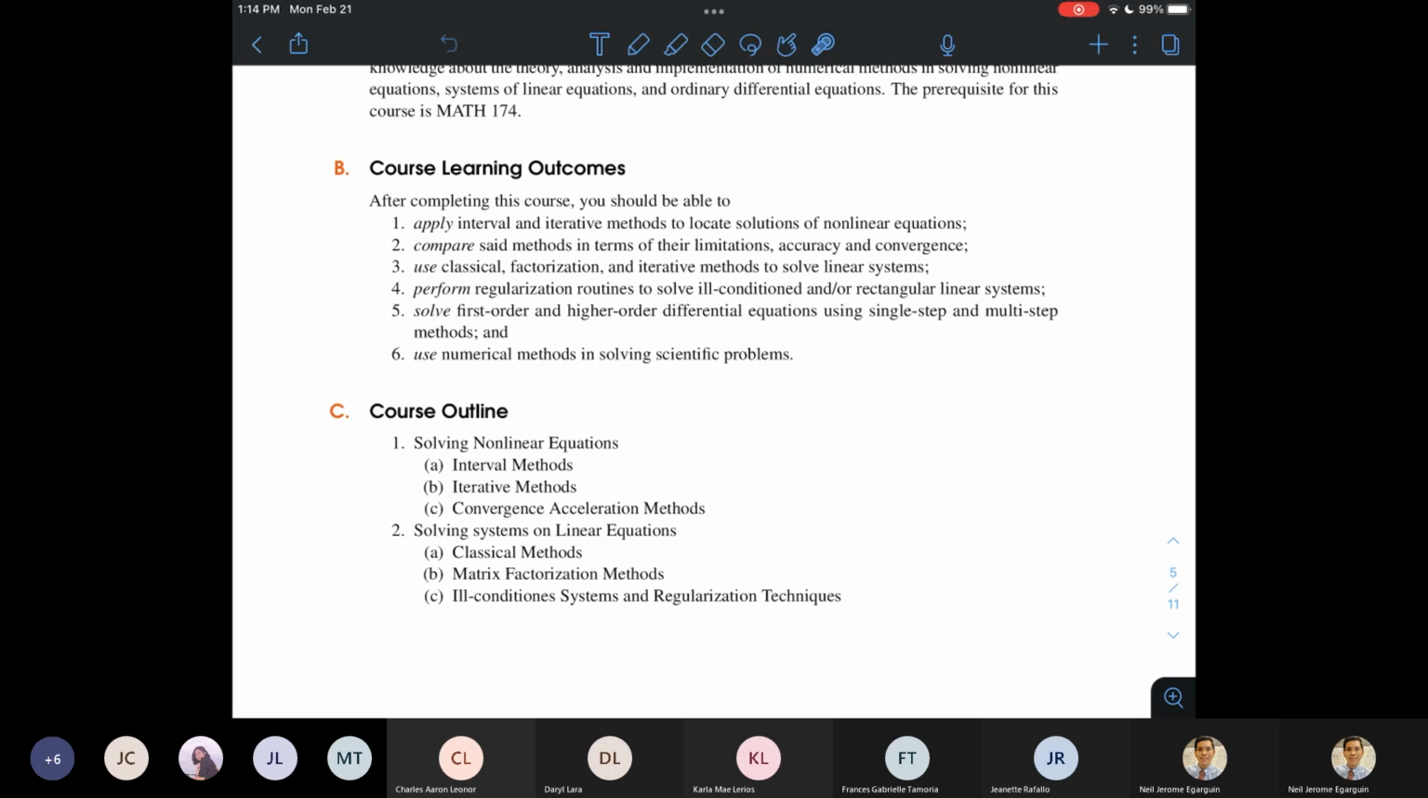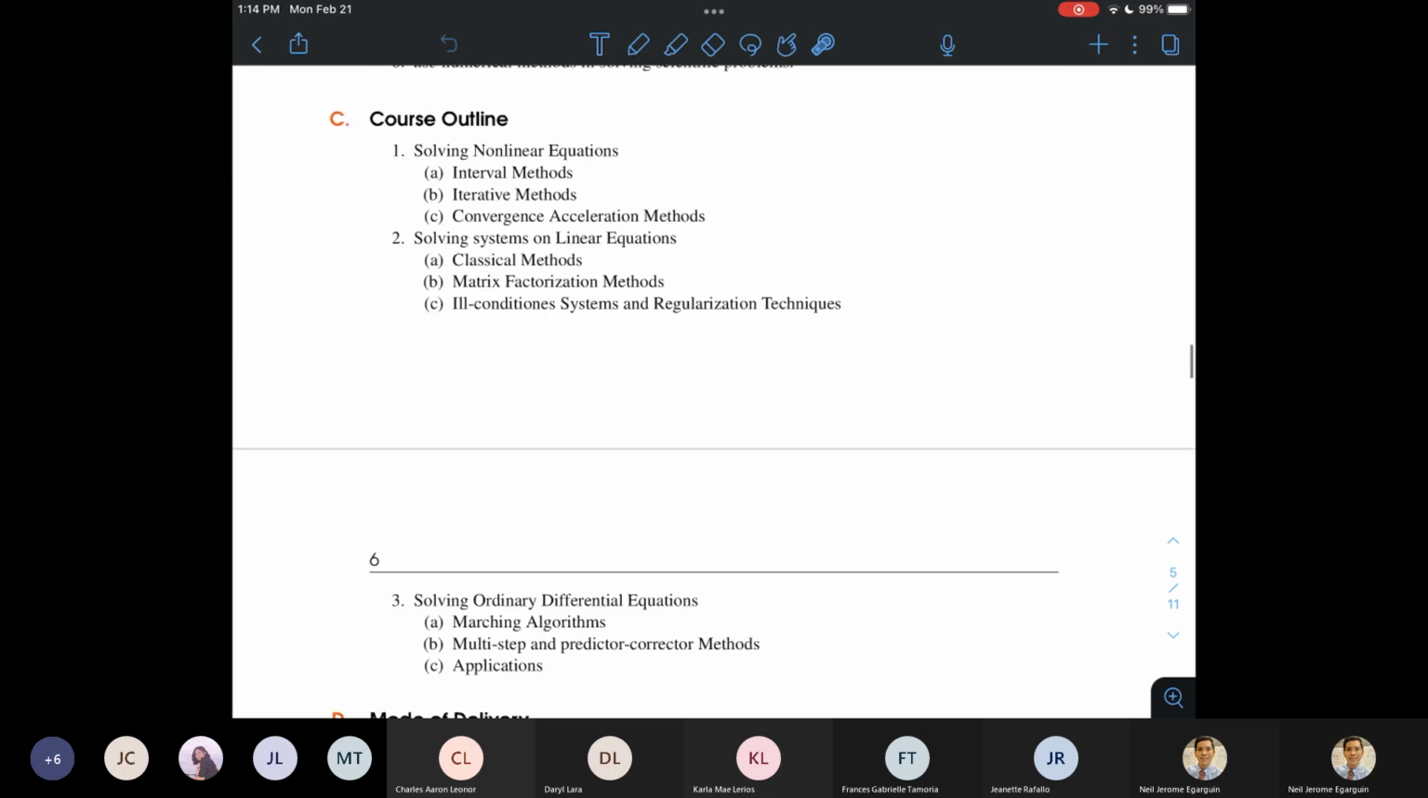And of course, number 6, we want to use these methods in order to solve scientific problems. And you will see this in our lab exercises. Yung lab exercises natin medyo applied yung team niya. So laging merong isang applied problem na gagamitan nyo ng mga methods na diniscuss natin. Okay? Now, here's the course outline.